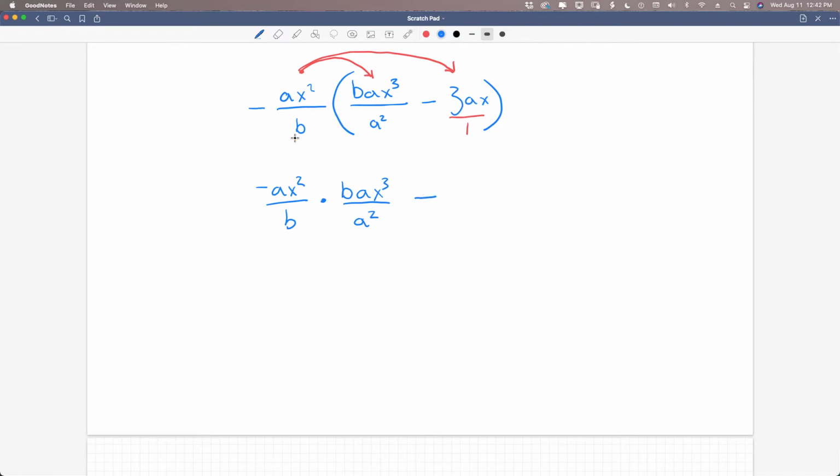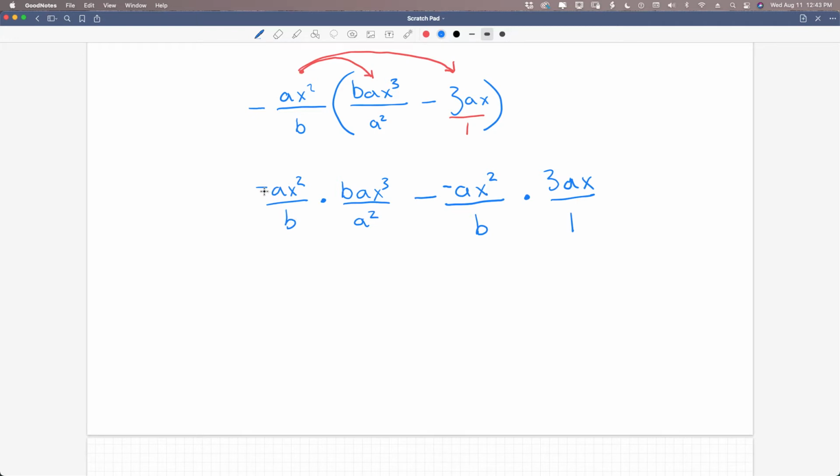And then we're going to take this original fraction and rewrite it. And it's a negative ax squared over b. So you have a negative and a negative right here, right? And we're going to multiply that times 3ax over 1. And that's how you turn a whole number term into a fraction. You just put it over 1, and then you can do your multiplication.